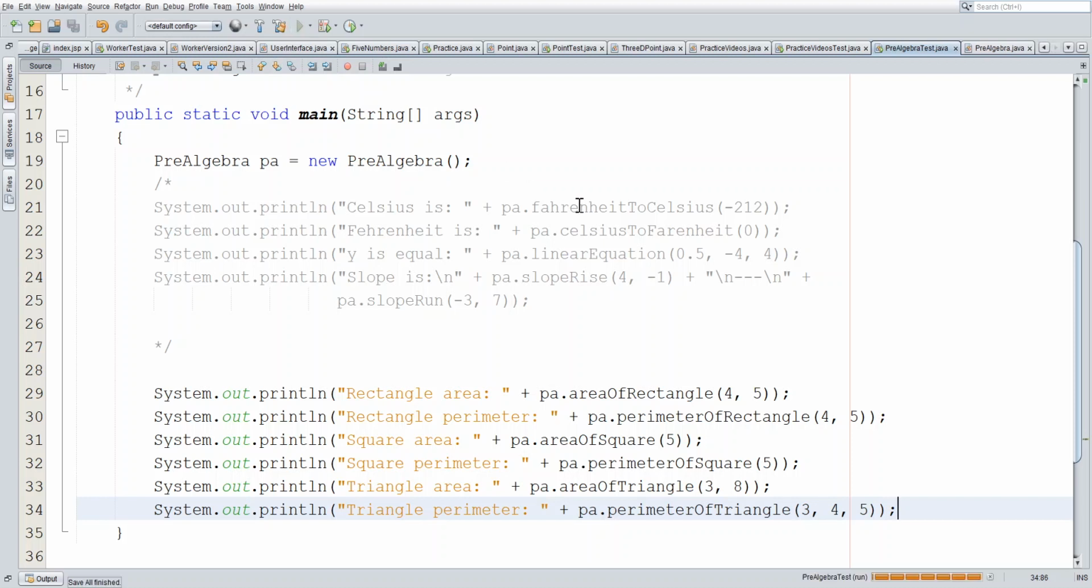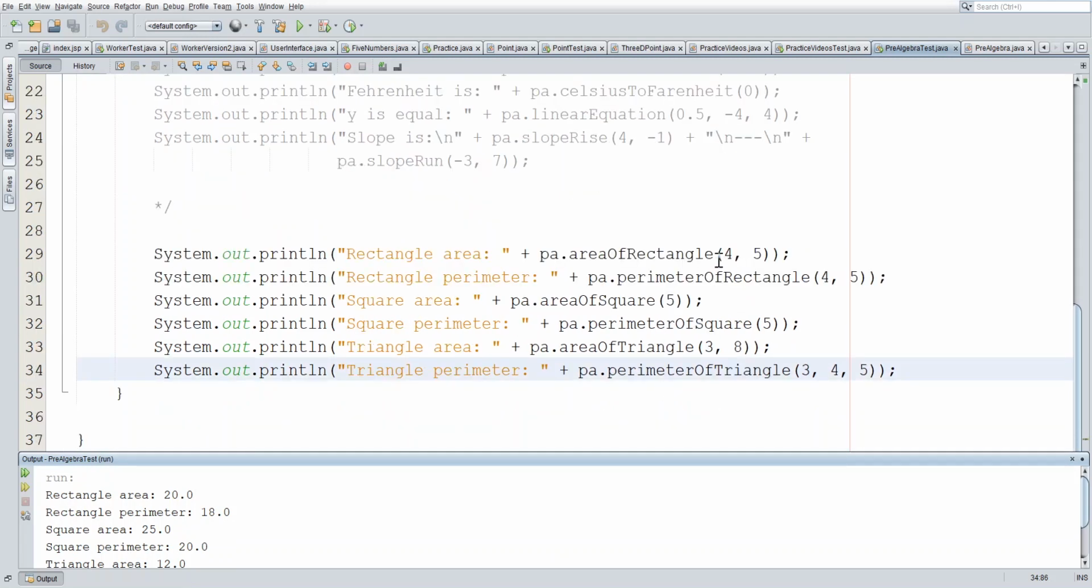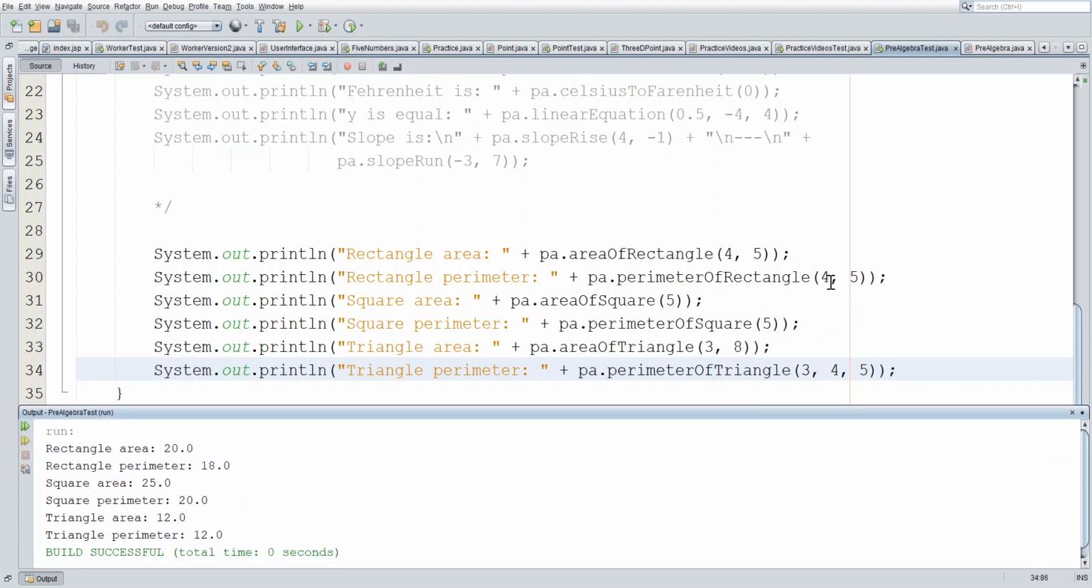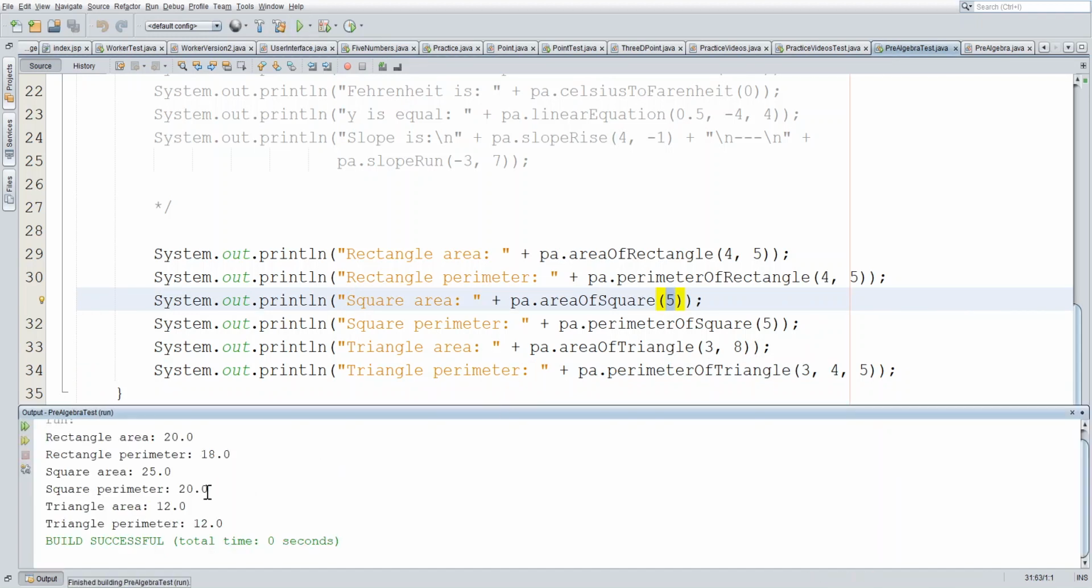So let's go ahead and run our program, see if it doesn't blow up. So the rectangle area is 20, which is 4 times 5, right? 20. The rectangle perimeter is 18, which I believe is correct, because 4 plus 4 is 8. 5 plus 5 is 10. 10 plus 8 is 18. Oh, awesome. So next we have the area of the square, which is the side times the side. Oh my gosh, what a goofball. Let me run it again. So the area of the square will be 5 times 5, which is 25. The perimeter of the square is 5 plus 5 plus 5 plus 5, so that's 5, 10, 15, 20.